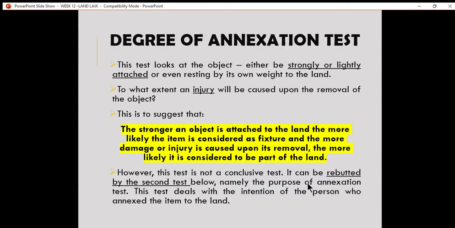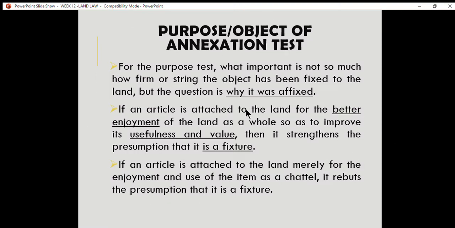The second test here is the purpose of annexation test, and it deals with the intention of the person who annexed the item to the land. So we need to look into the purpose. What is important is not so much how firm or strong the object has been fixed to the land, but the question of why it was affixed. The reason. For example, why do you affix the kitchen cabinet? For you to enjoy the house, the land, its usefulness, its value. So the kitchen cabinet may be regarded as a fixture.